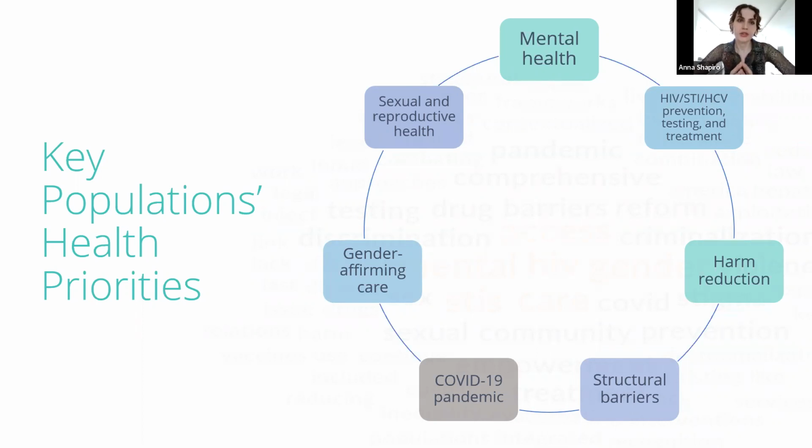Not to mention, mental health issues have been exacerbated by the COVID-19 pandemic, as well as ongoing structural barriers, which were in and of themselves listed as health priorities by many participants. Other health priorities listed included sexual and reproductive health, gender-affirming care, harm reduction, and HIV, STI, hepatitis prevention, testing, and treatment. Next, please.